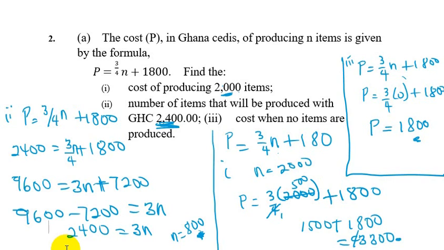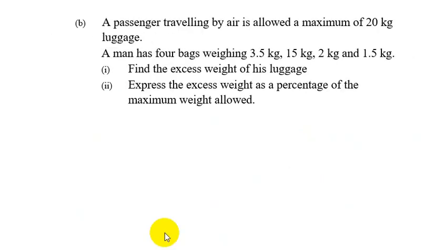Now let's move straight into 2B. The B says that a person that travels by air is allowed a maximum of 20 kg luggage. A man has 4 luggage weighing 3.5, 15, 2, and 1.5 kg. Find the excess weight of his luggage. Express the excess weight as a percentage of the maximum weight allowed.